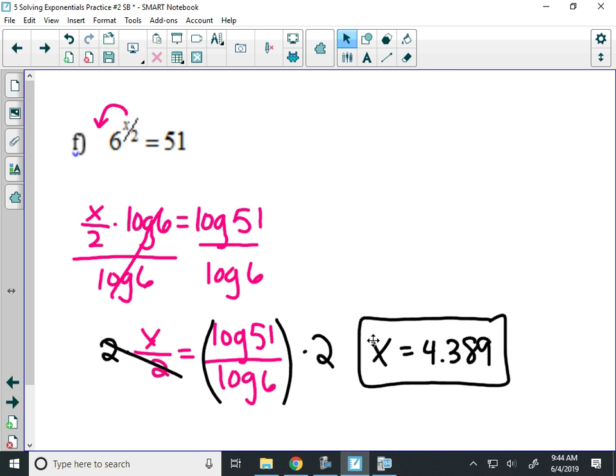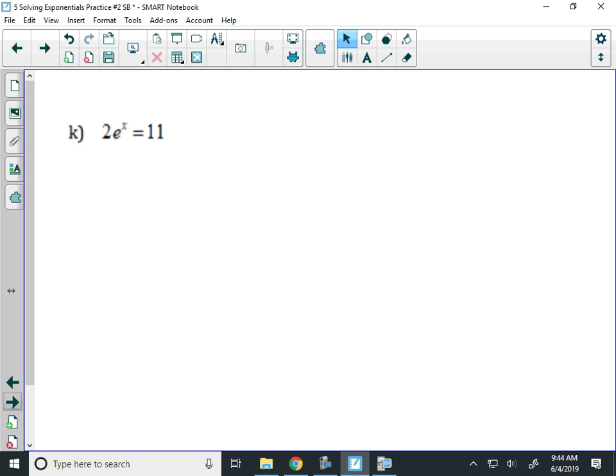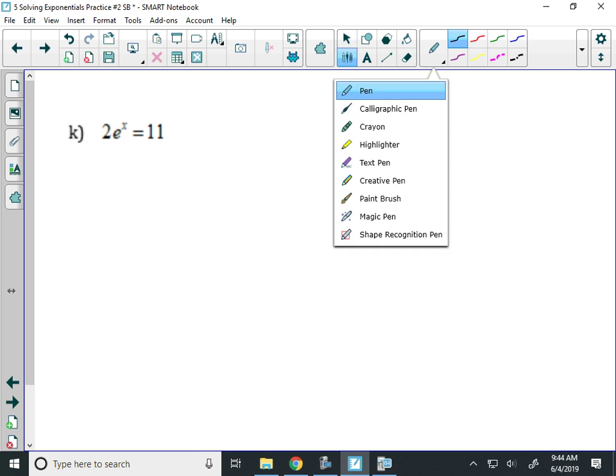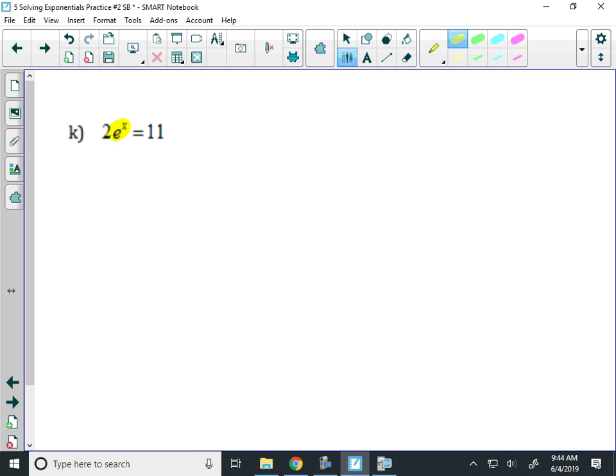All right, flip your paper over. We're going to do 2 more on the back. This one has an e, so we're going to use our natural logs. Before I can use the log, I have to isolate the e to the x. To do that, I'm going to divide by 2.